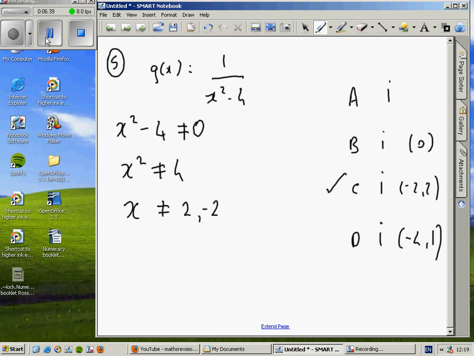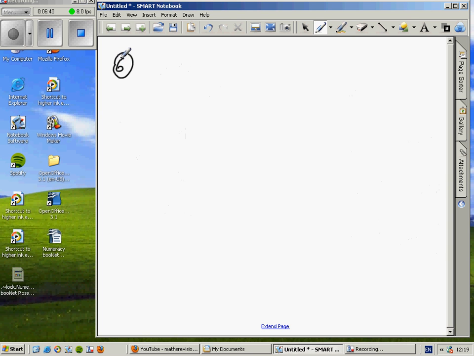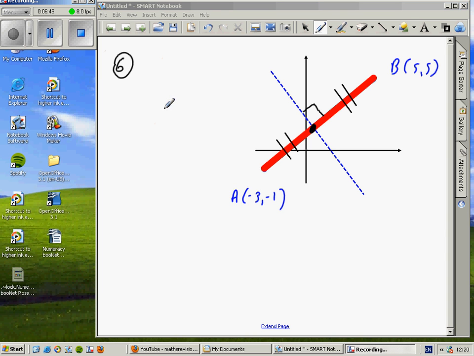Question 6. A and B are the points minus 3, minus 1 and 5, 5. Find the equation of the perpendicular bisector of AB. Now remember that first and foremost the perpendicular bisector is a straight line, and this blue dotted line represents the perpendicular bisector. It's a straight line that cuts another in the middle and cuts it also at right angles.